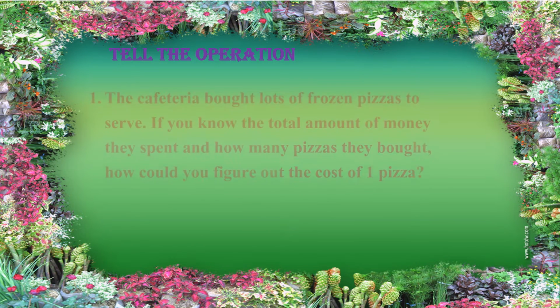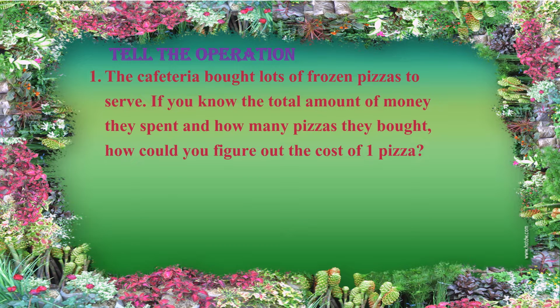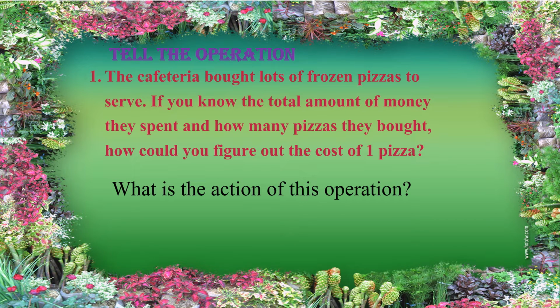First, let me ask you a question. The cafeteria bought lots of frozen pizzas to serve. If you know the total amount of money they spent and how many pizzas they bought, how could you figure out the cost of one pizza? So, I'm asking what is the operation you will use to find out. So, what is the action of this operation? Division. Yes, very good. So if we divide, we will get the cost of one pizza.